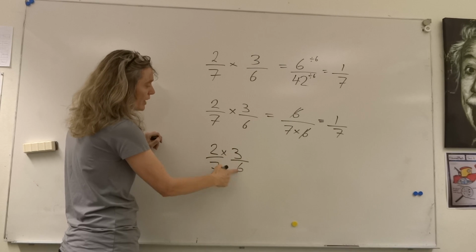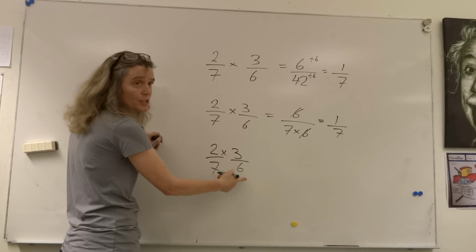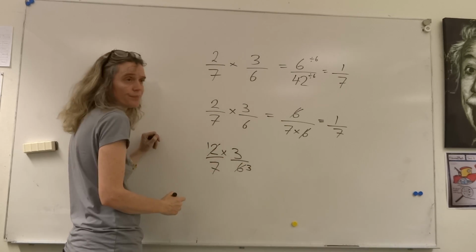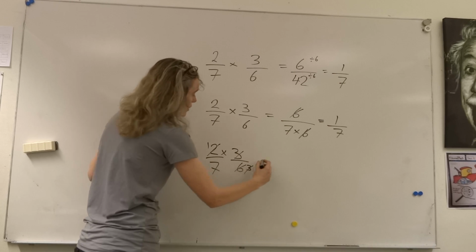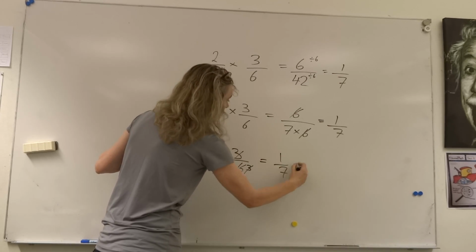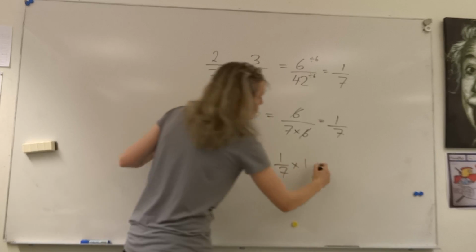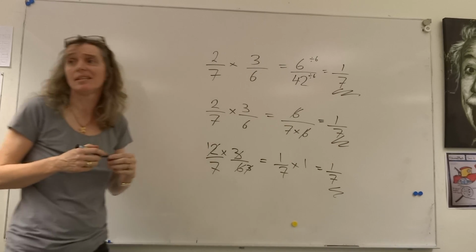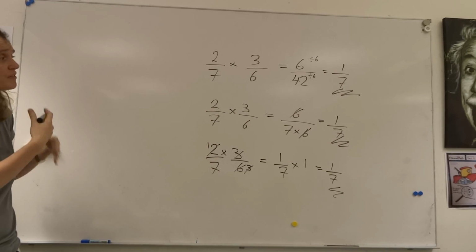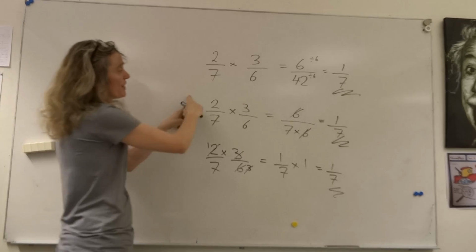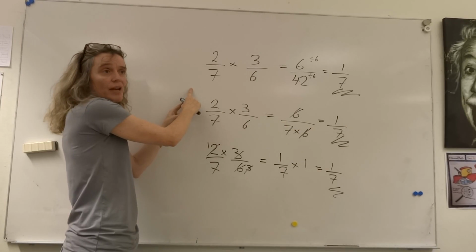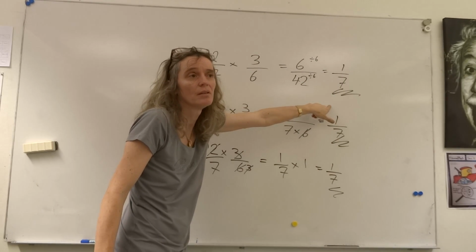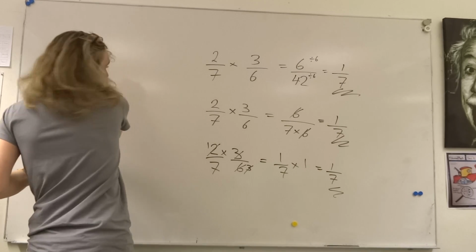You could say divide top and bottom here by 2. 2 divided by 2 is 1. 6 divided by 2 is 3. 3 divided by 3 we know is 1. So we get, again, 1/7 times 1, giving us 1/7. And you can use whichever way you find easiest. But there are 3 different ways of doing exactly the same thing. I think this one is the simplest, most time-effective one. It means you don't have to first multiply to then have to divide. You sort of get everything done in one go.